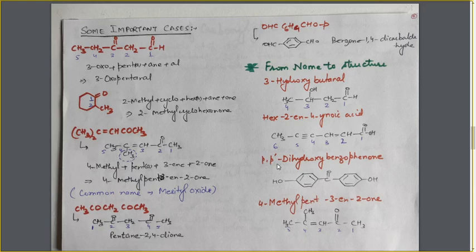So here para dash means that there are two groups on both the rings and they are at the para position with respect to this C double bond O group. Dihydroxy means two OH groups, at the para position. So just opposite to this C double bond O group there is one OH group, and there is also one OH group opposite to this C double bond O group in this ring also. Here it is para and it is para dash.